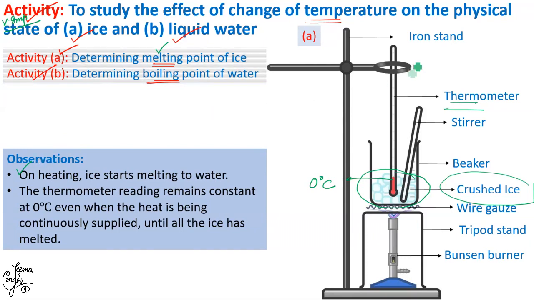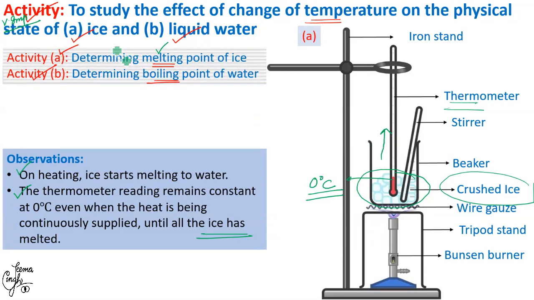We will also keep an eye on the thermometer and note the temperature. We observe that as more and more heat is supplied, more ice keeps on melting. But now this part is important. The thermometer reading is constant at 0 degrees Celsius, and it remains this way until the entire solid ice has converted into liquid water. Once all the ice has melted, then on further heating, the temperature starts rising again.